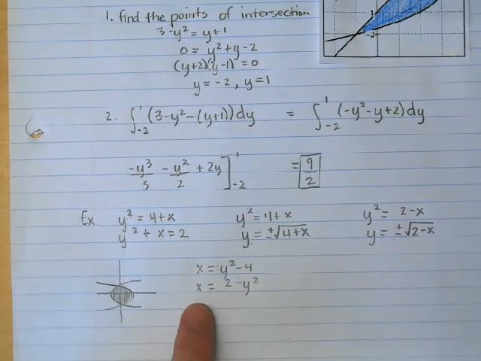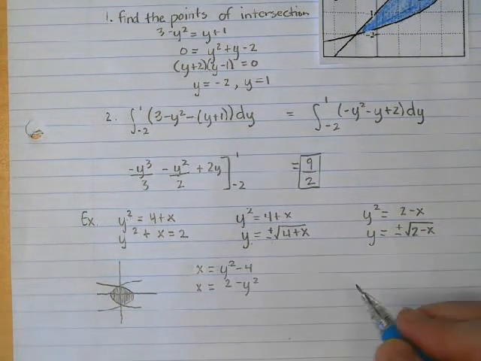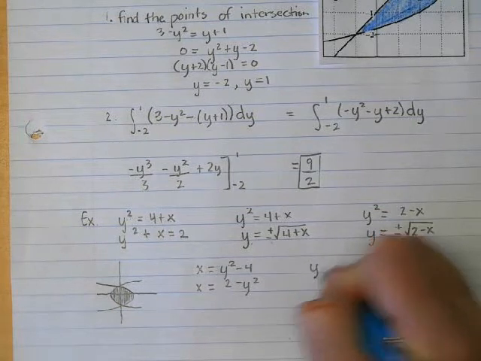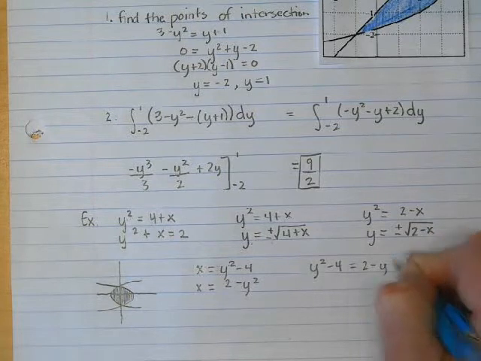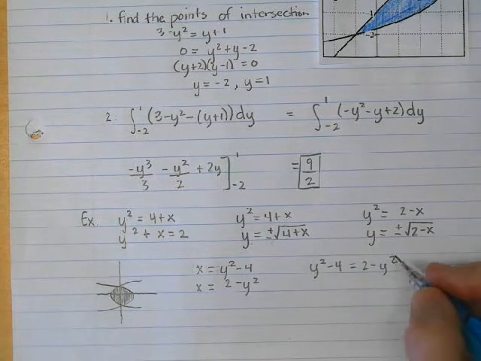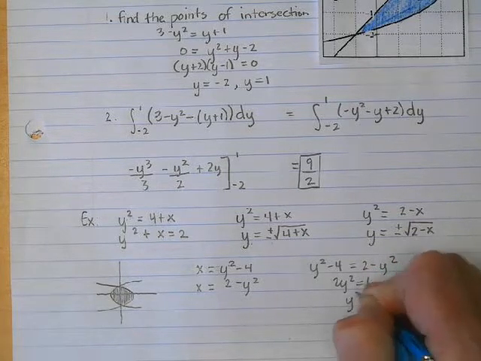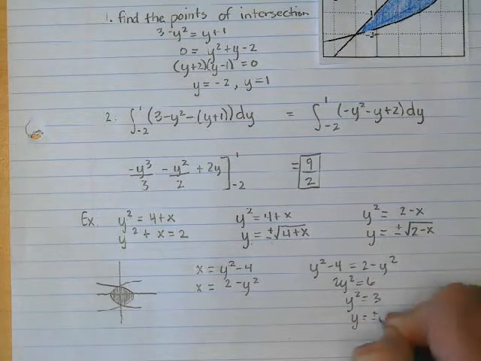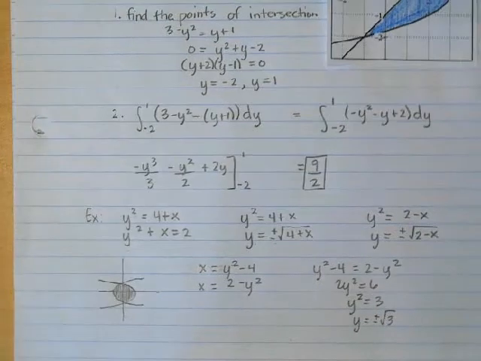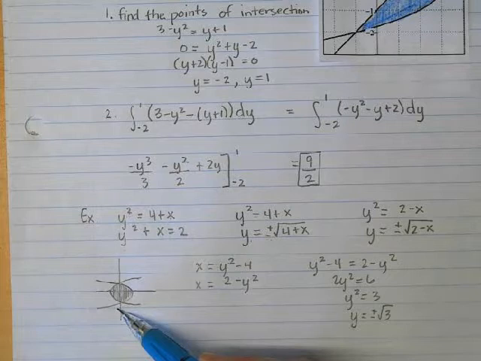Okay, so that's the key, that we solve for x if we're going to go around the y-axis. Okay, so now when I look for the point of intersection, I'm going to say y squared minus 4 equals 2 minus y squared. Okay, so we're going to end up with 2y squared equals 6, y squared equals 3, and y equals plus or minus the square root of 3. Okay, so that's going to be our bounds of integration right there.